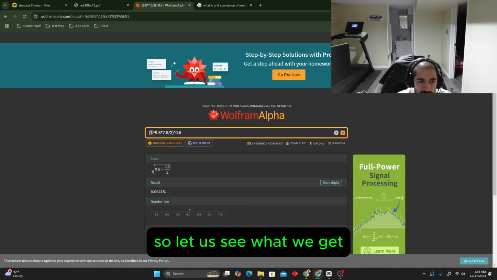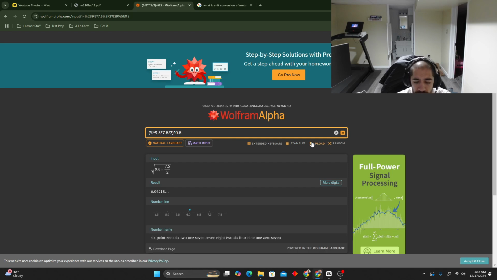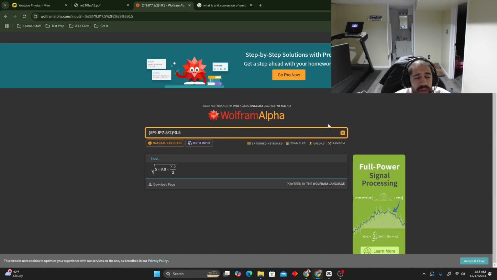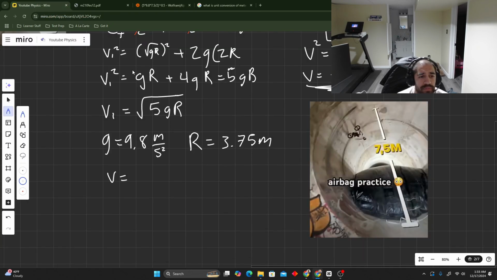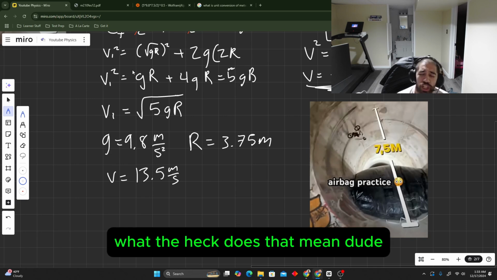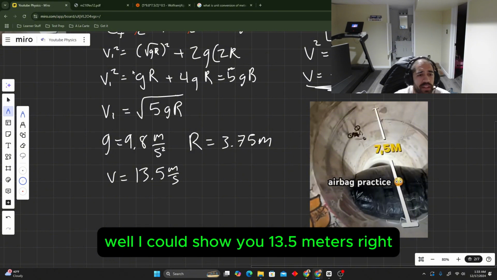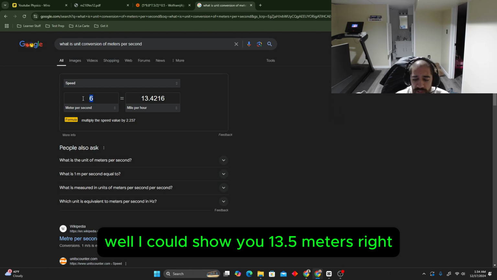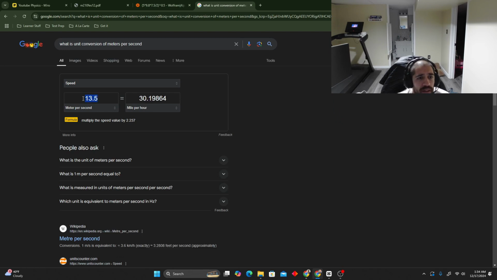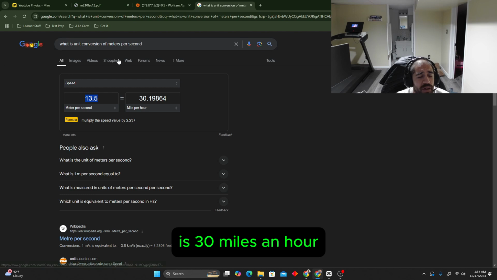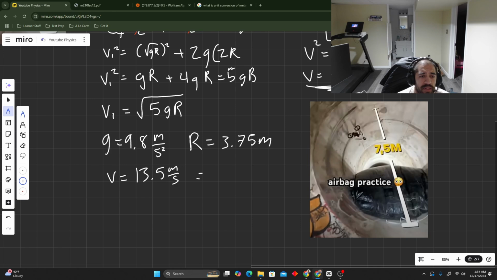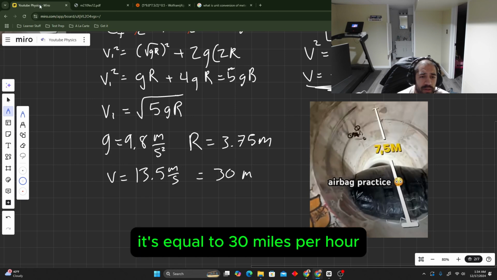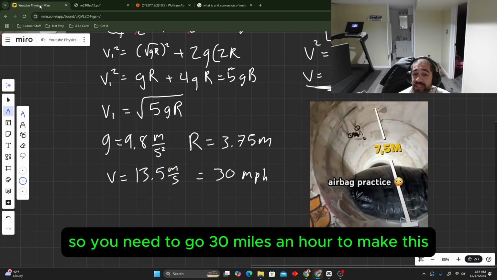This one, there's a 5 in it, and I didn't include it here. So let us see what we get. Ooh. We get 13.5 meters a second. And I know many of y'all are like, what the heck does that mean, dude? Well, 13.5 meters per second is 30 miles an hour. So I'm converting it to miles an hour. It's equal to 30 miles per hour. So you need to go 30 miles an hour to make this loop.